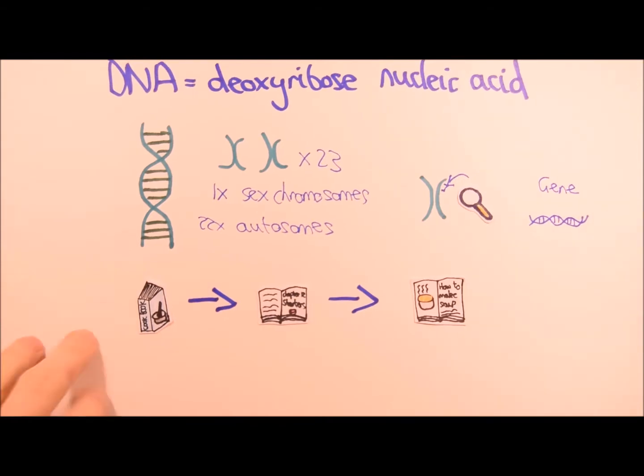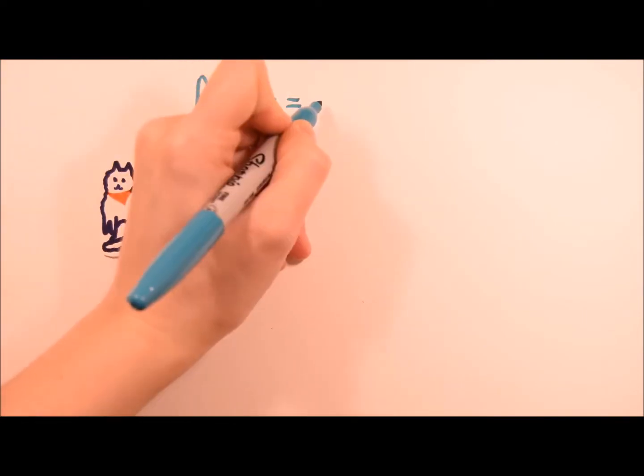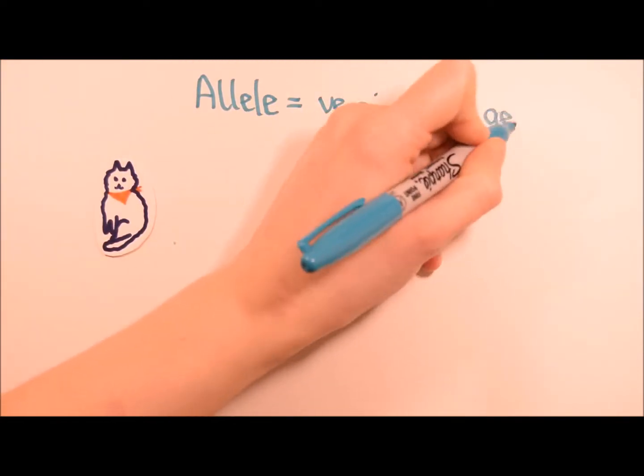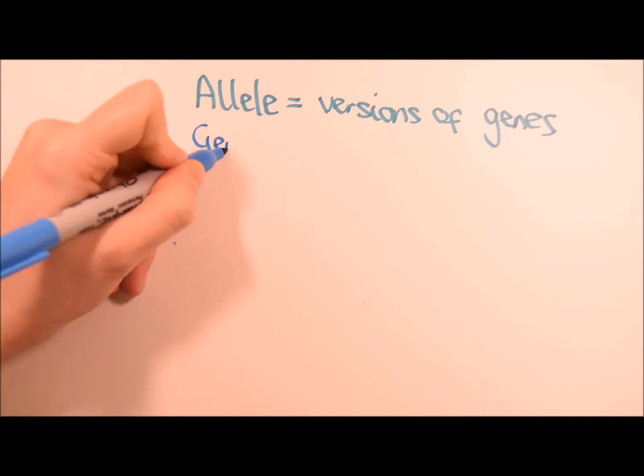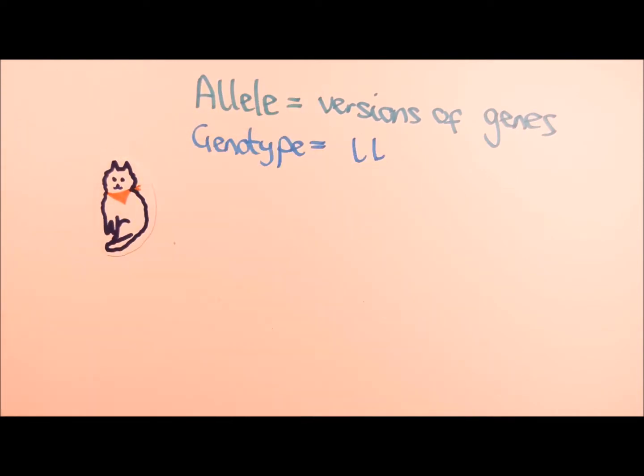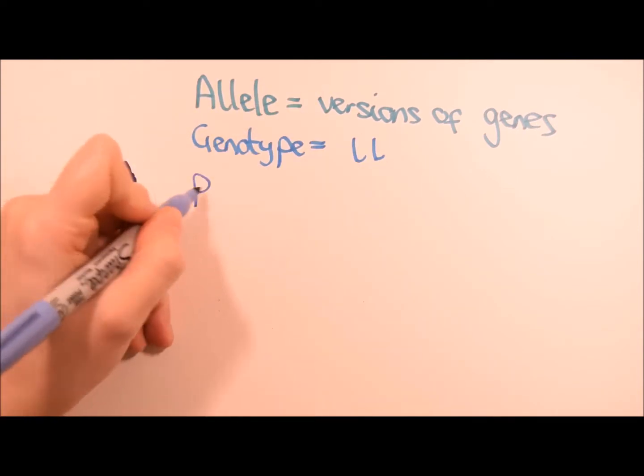We all have 2 copies of each gene, one that we inherit from our mother and one from our father. Allele refers to the different versions of that gene. In this case, our long-haired cat has 2 copies for the gene for long hair. Her genotype, what copies of the alleles she has, is therefore LL.